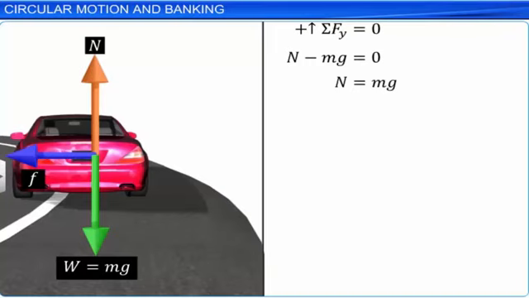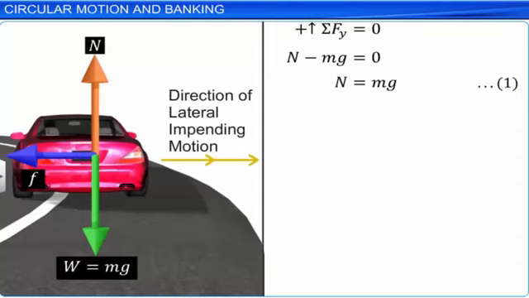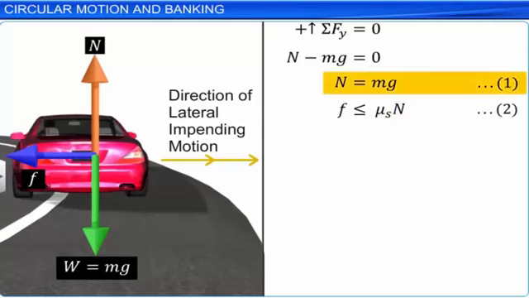Let us call this equation 1. The static frictional force between the tires and the surface of the road opposes the impending motion of the car in the lateral direction away from the center of the circle. This frictional force, F, is less than or equal to the product of the coefficient of static friction, mu s, and normal reaction, N. Let us call this equation 2. Substituting equation 1 in equation 2, we get F less than or equal to mu s mg. Let us call this equation 3.